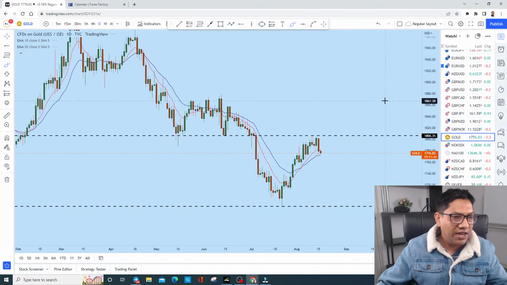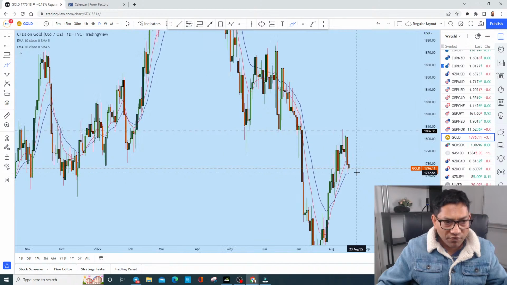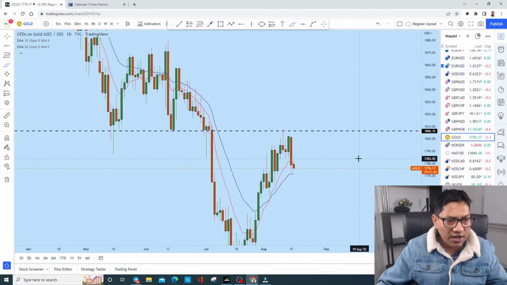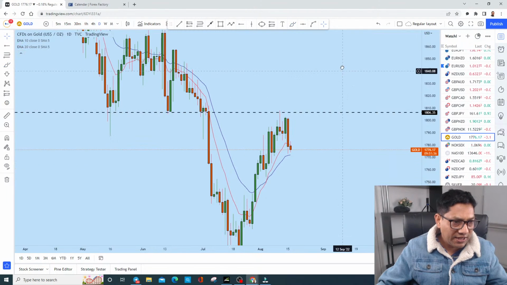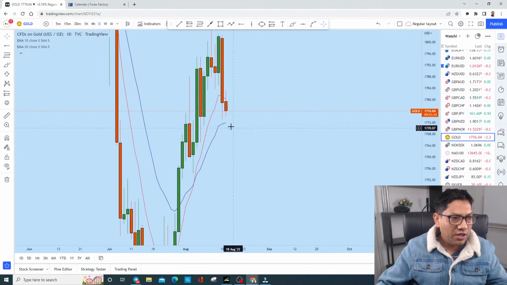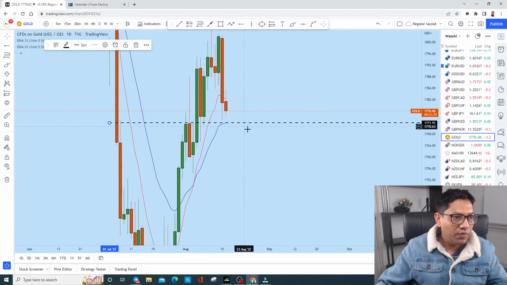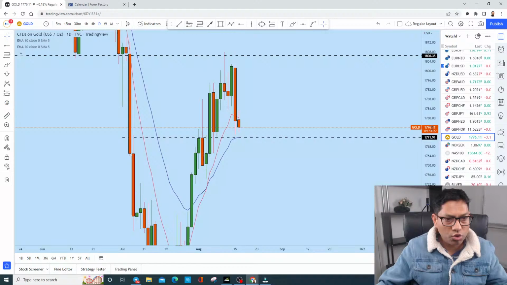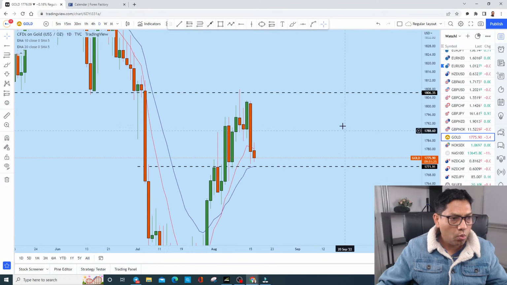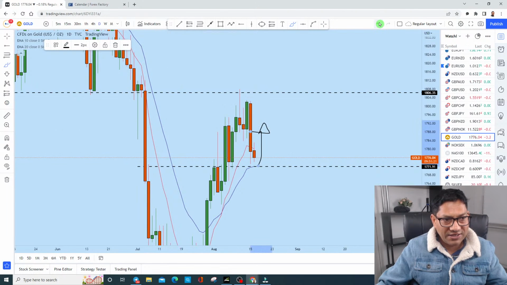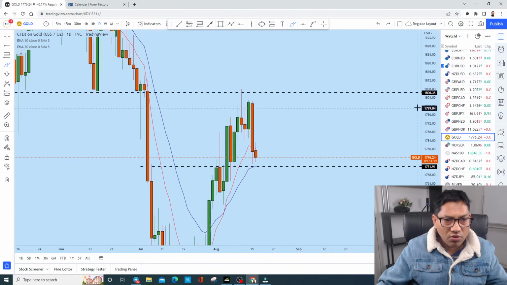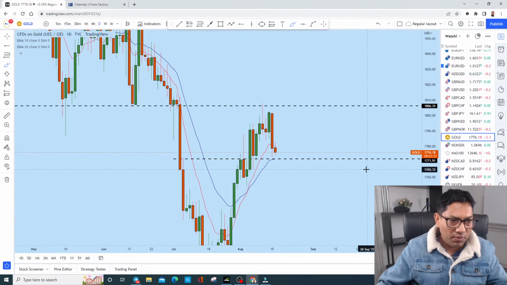Now looking at the daily to see multi-time frame confirmation, we have seen monthly and weekly aligning to the downside. From the daily perspective, I personally think that you see there is a daily 20 period moving average. After testing this daily 20 period moving average today, let's say 1771, we might see a rise on gold, but this is a downtrend now, so not buying at all. I will not be buying.